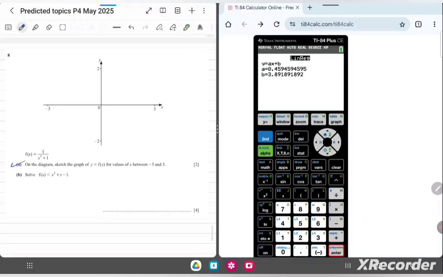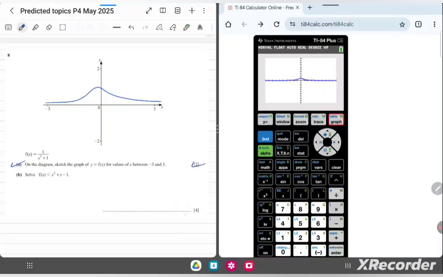So on the diagram, sketch the graph. Let's go to y equals, and this is the equation of the graph. The first one, I will delete that one for you. So this is the graph of y1. Let's graph. So this is our graph. I'm going to sketch it. So go like this, like that, and something like this. And take care it doesn't touch y equals 0. Okay, you made the sketch.